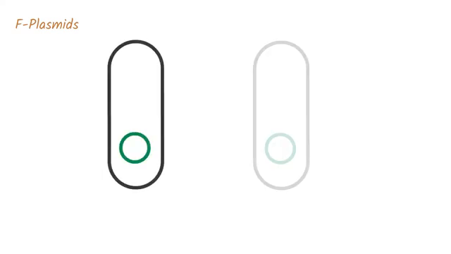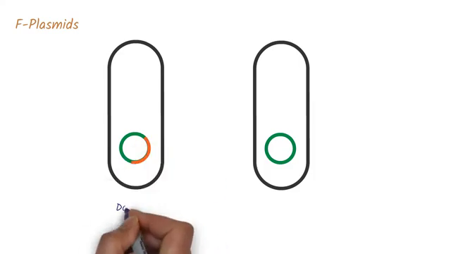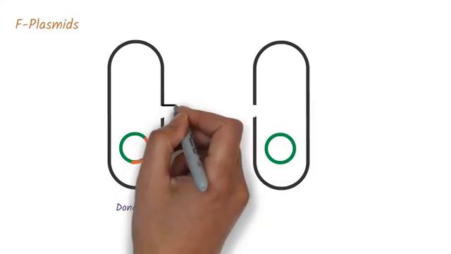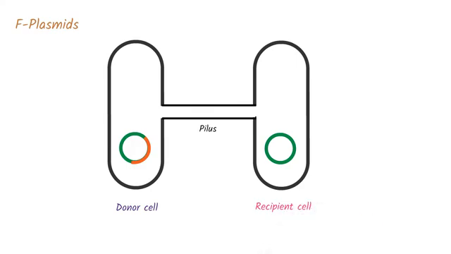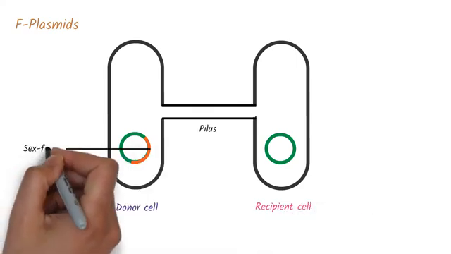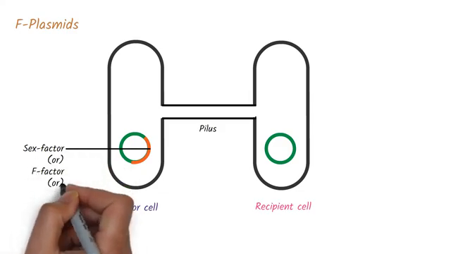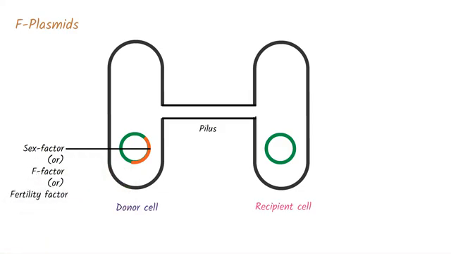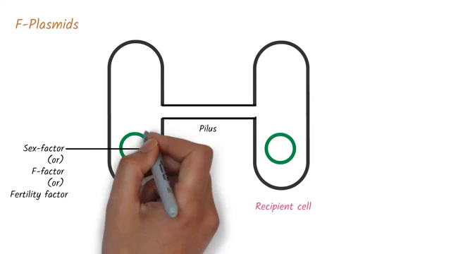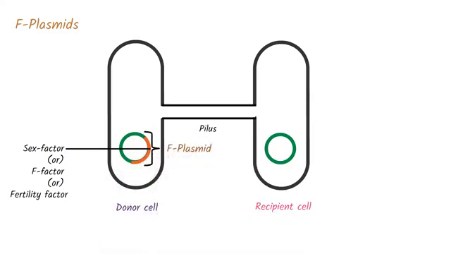As mentioned previously, the conjugative plasmids play an important role in gene transfer from one cell to another. In order to transfer the genetic material, the donor cell must have a DNA sequence that allows the donor cell to produce pilus, which will connect to the recipient cell during conjugation. This DNA sequence is called the sex factor, or F factor, or fertility factor. The plasmids that have F factor genes are called F plasmids.